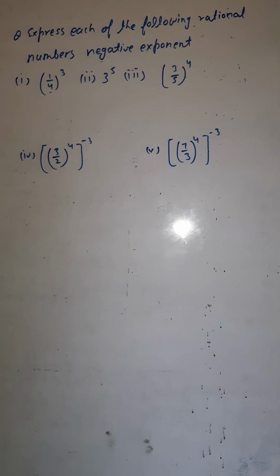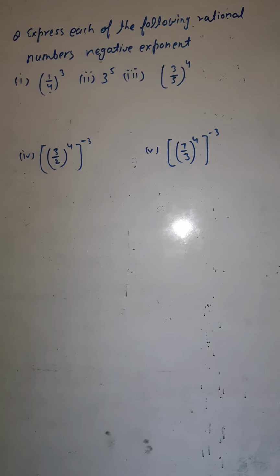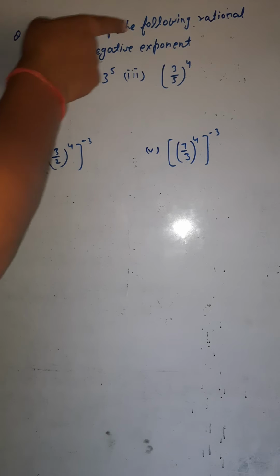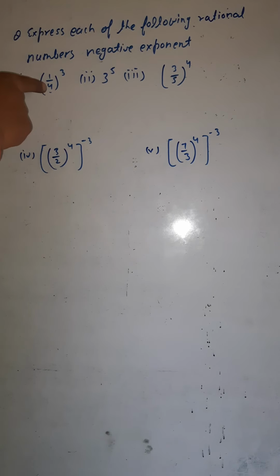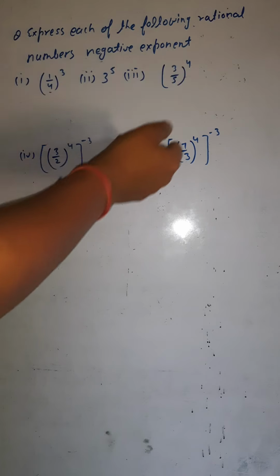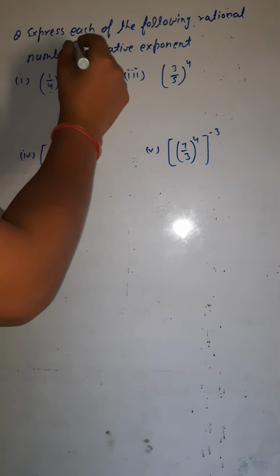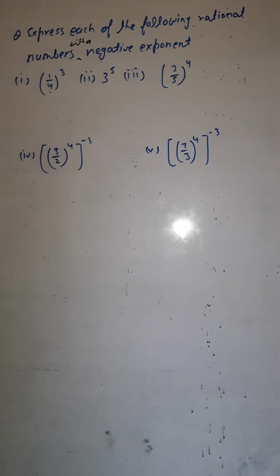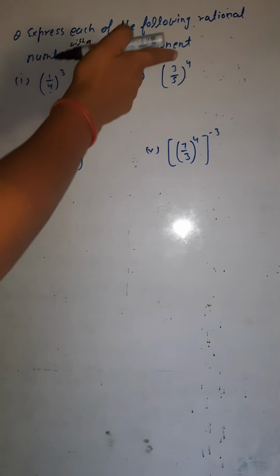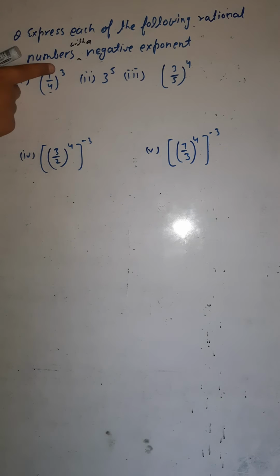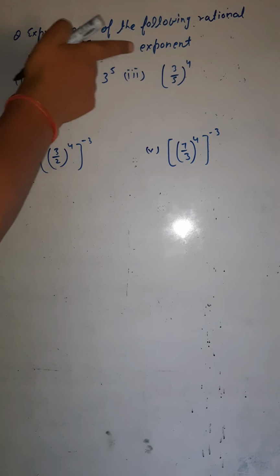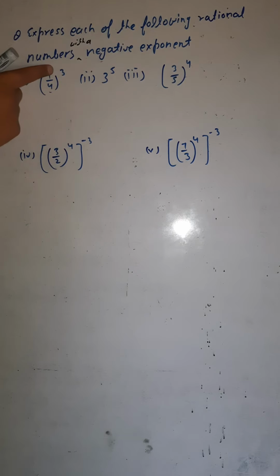Now again we have a new very important question here. Question is, express each of the following rational numbers with a negative exponent. So write here with a negative exponent. So you have to write the exponent, that means the power, as negative one. That means you have to convert the exponents into the negative one.